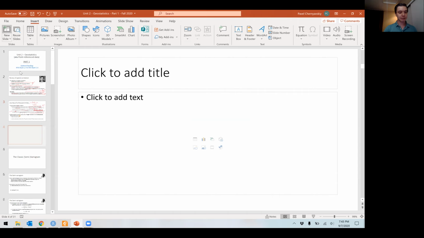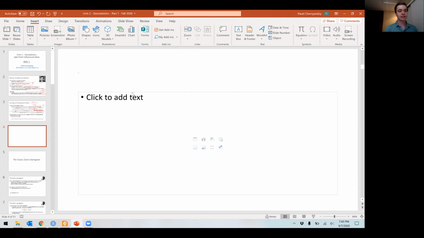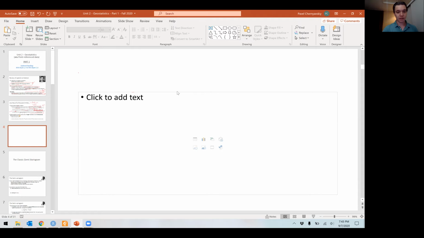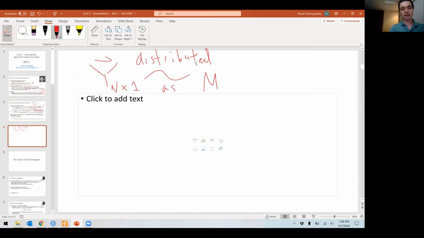So here is a little bit of what we are talking about. I just want to make a slide for myself. I apologize. Okay, I'm just going to start drawing. So we're saying that our collection of observations, which is an n by 1 vector, n rows, 1 column, is distributed as multivariate normal, and it's an n-dimensional multivariate normal.